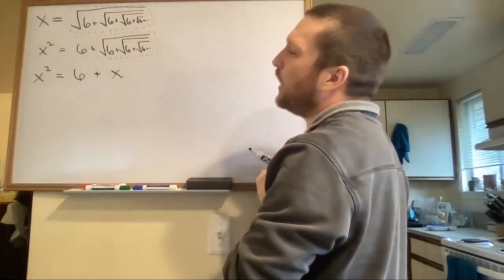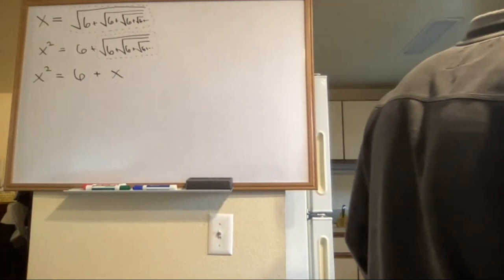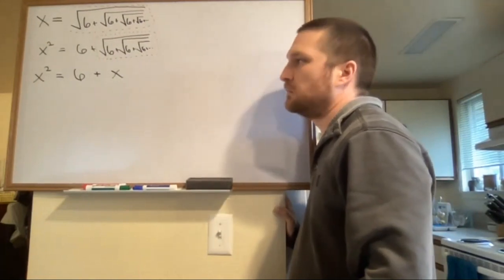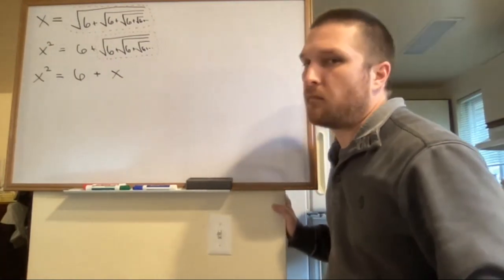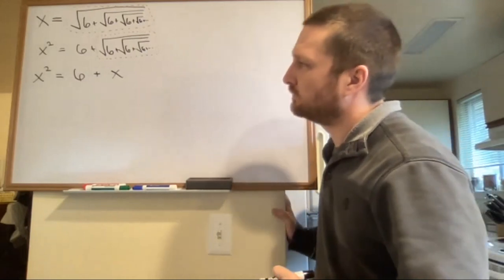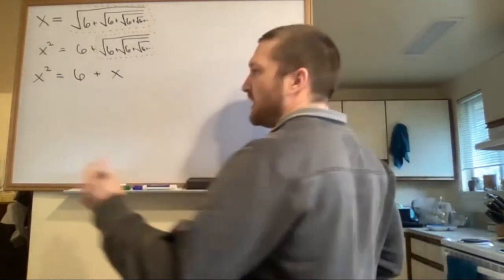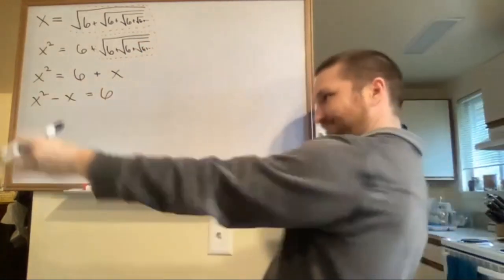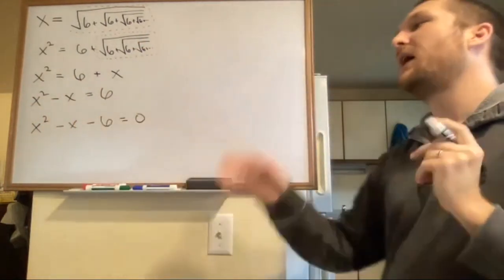Okay, so tell me what to do to solve this guy right here. And it has nothing to do with square roots. Subtract X from both sides? Let's subtract X from both sides. That gives me X squared minus X equals 6. And then you would subtract 6 from both sides and make it a polynomial. Now we have a polynomial equal to 0. And we know how to deal with these guys.